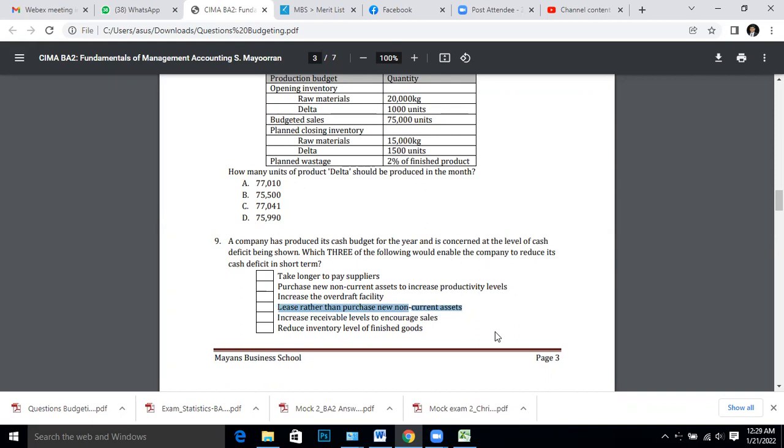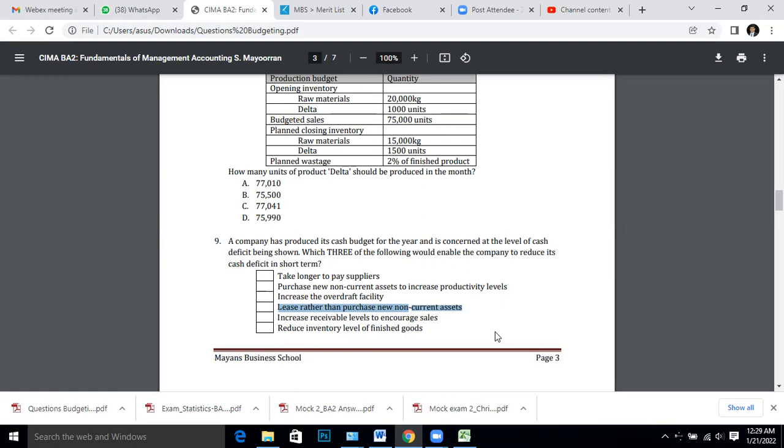Yeah, but the fourth one would have been lease rather than purchase new non-current assets. That is a long-term nature issue. Like see, non-current assets. If you are buying, let's say you want to buy a building, better option, don't buy it in those 3 months, 2 months. Suppose it's a short-term deficit, right? Maybe 2 or 3 months you have this deficit. So in that period, whatever you wanted to buy, just delay it and buy it later.